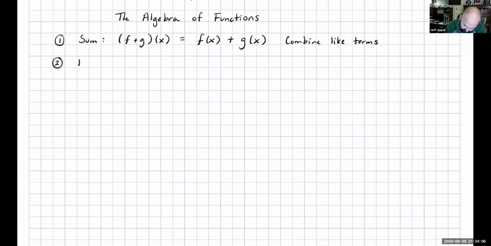The second one is going to deal with taking a difference, or subtraction. It's going to look very similar to the one up top, except it would be f minus g of x. And what does that actually mean? This means to take f of x and subtract g of x. So how do I do that? Well, you just combine like terms.